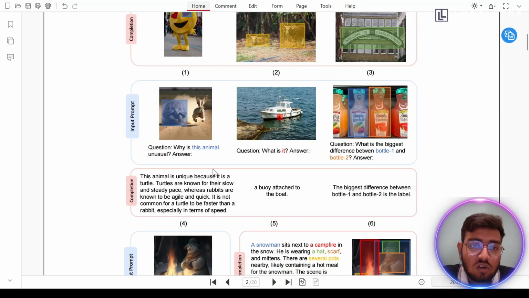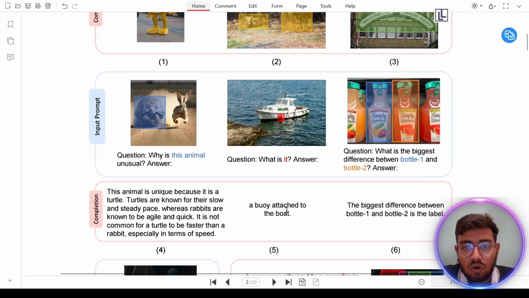Then it can also understand some contextual reasoning, like why is this animal unusual? It gives a detailed explanation: turtles are slow and rabbits are fast, and it is unusual because a turtle can't run in a match with a rabbit. So it understands the context of an image in detail and then answers. And if you give it a question like what is it, here it understands this: a buoy attached to the boat, and here it represents this, so it understands what object we are talking about.